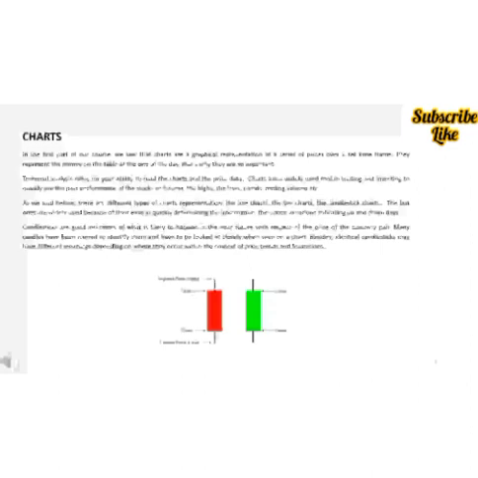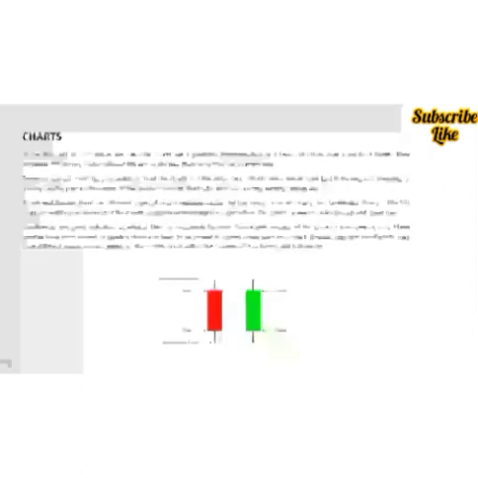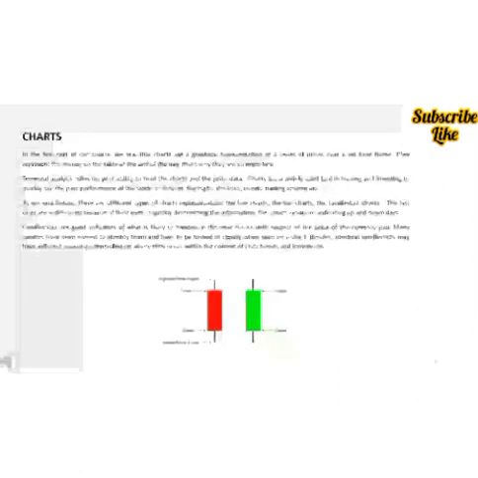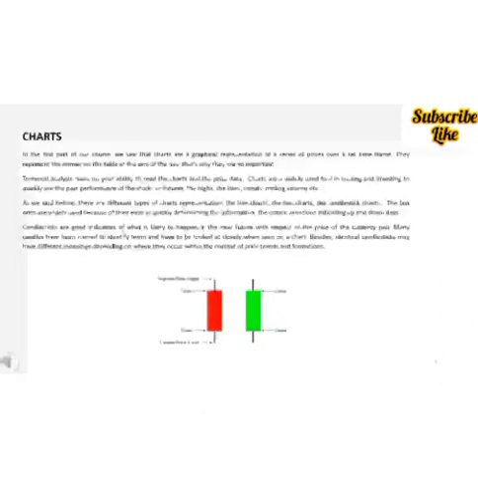As we said before, there are different types of charts representation. The line charts, the bar charts, the candlestick chart. The last ones are widely used, because of their ease in quickly determining the information, the color variations indicating up and down days. Candlesticks are good indicators of what is likely to happen in the near future, with respect to the price of the currency pair.